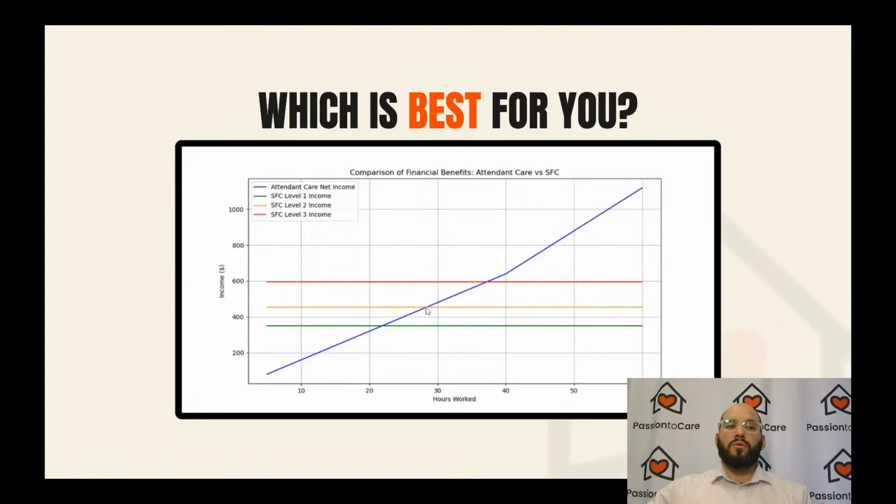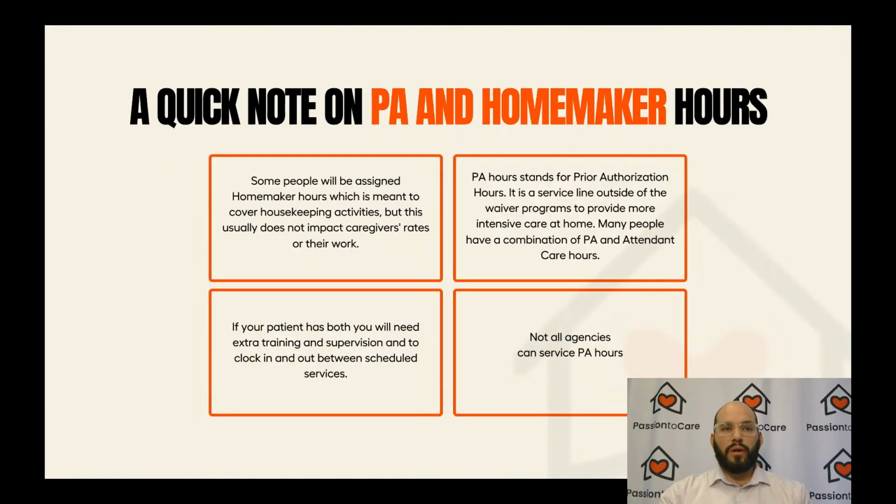But if you're at 29 hours or more on attendant care, you'll end up making more money than you would on SFC2. And the line where they cross for SFC3 is 39 hours. So anyone who's working 40 hours or above will usually make more money on the SFC program than they will on the attendant care program.